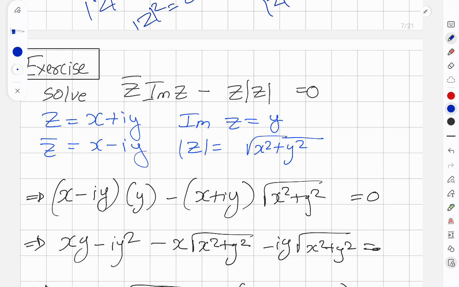Yes. I just took out i. I took this one here, then I took i common. So you have minus y square, you have minus y, x square, plus y square. Then each part should be equal to 0. Yes, exactly.